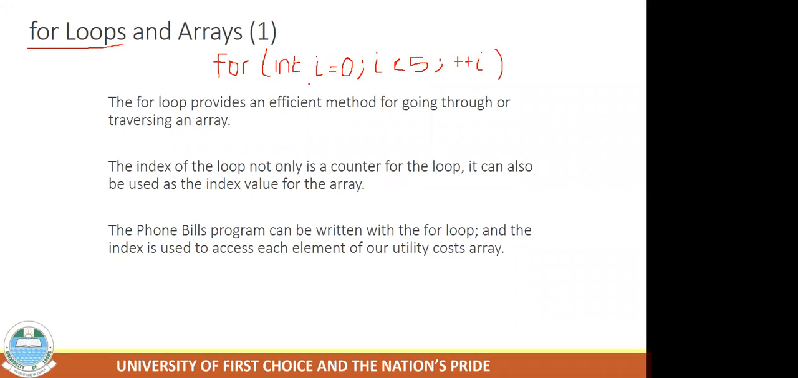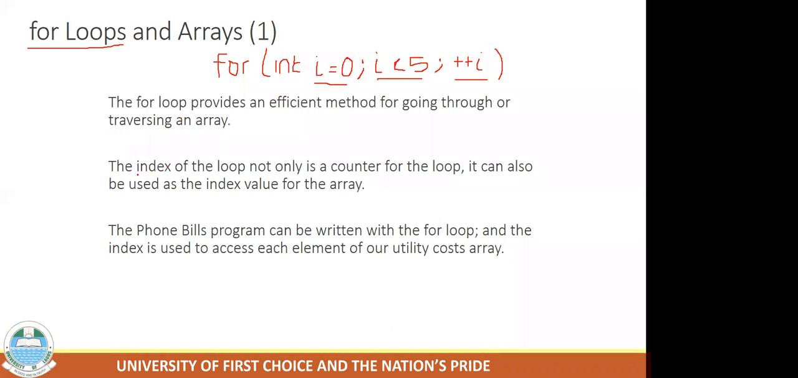So what I'm doing is my starting criterion: where am I starting from? What number am I starting from? When am I ending, and how do I increment? You understand? So with this, you can loop through or traverse through an array, right? The for loop provides an efficient method for going through each array variable.